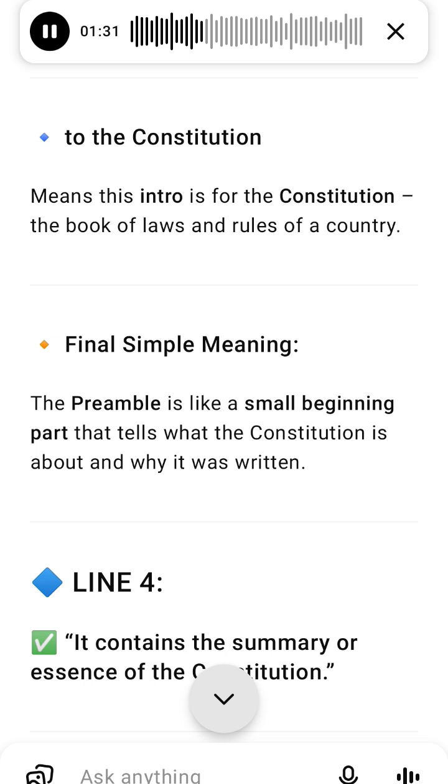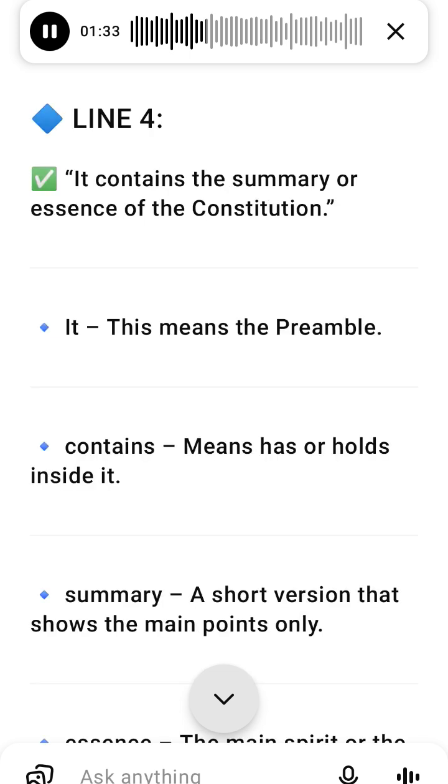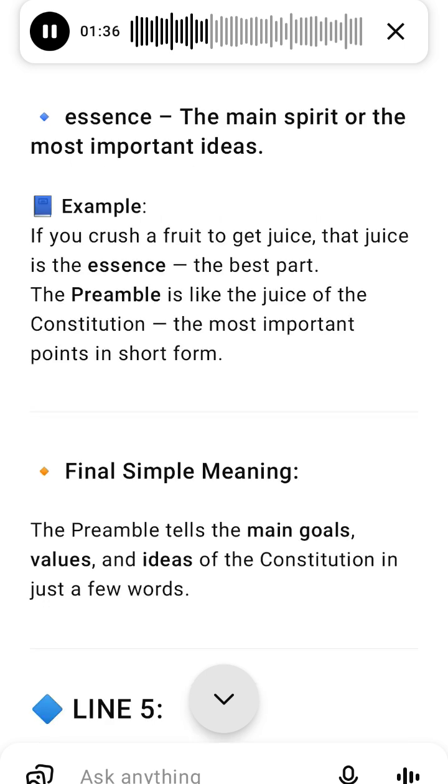Think of it just as a movie trailer gives us a short preview of what the movie is about, the preamble gives a short idea of what the whole Constitution says.